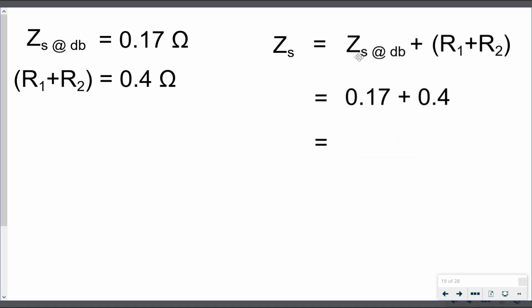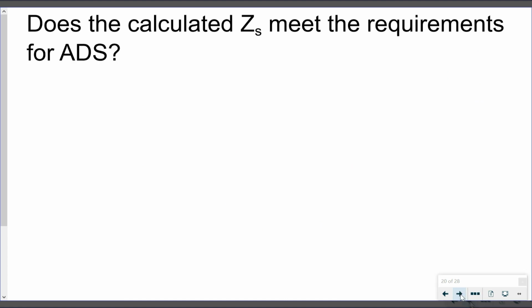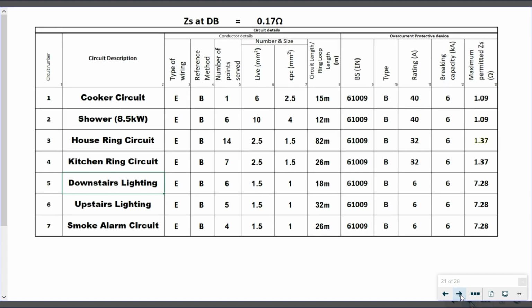So we have 0.17 plus 0.4 gives us a Zs for the circuit of 0.57 ohms. Follow-up question: does this Zs value meet the requirements for ADS? Well, in the circuit schedule, we have a house ring of 1.37 ohms.